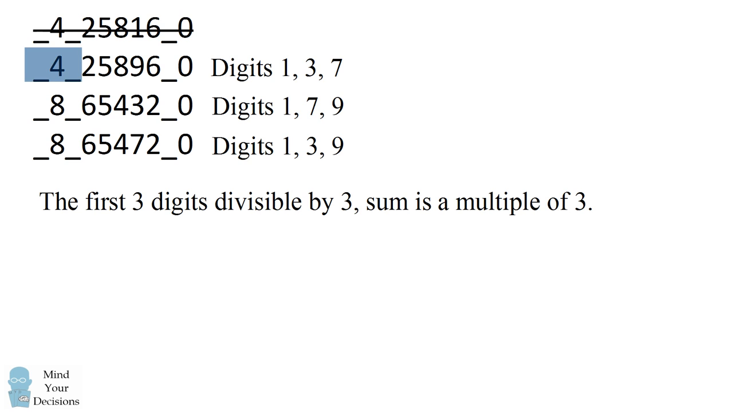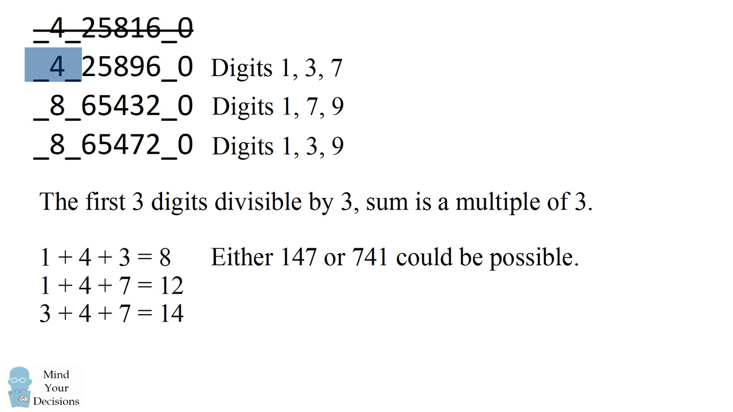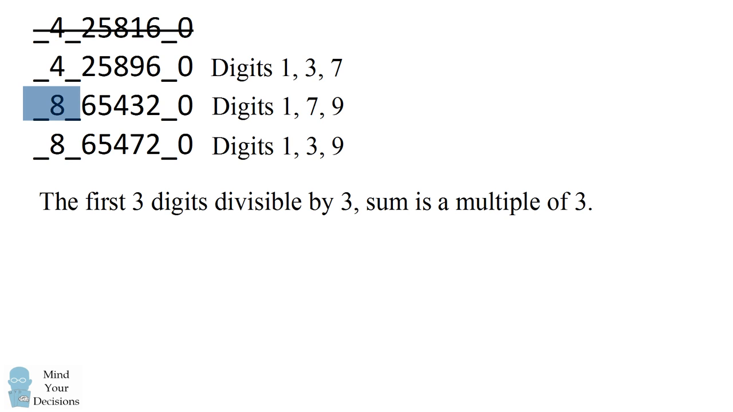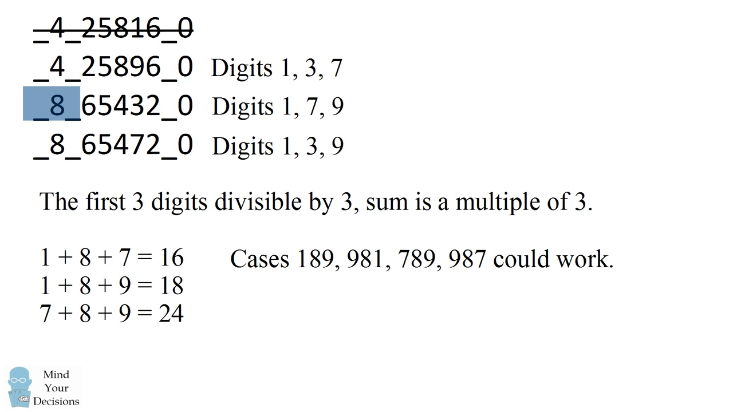Let's look at the next case. We have 1, 3, and 7, and 4 in the middle. So 1 plus 4 plus 7 is equal to 12, which is a multiple of 3. So we could have 147 or 741. We'll do the same thing for the next case. We have the digits 1, 7, and 9. Now there are a couple of sums that get us to a multiple of 3, so that leads to 4 different possibilities for the numbers.